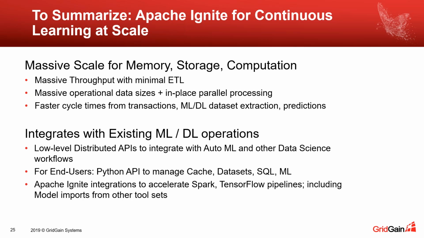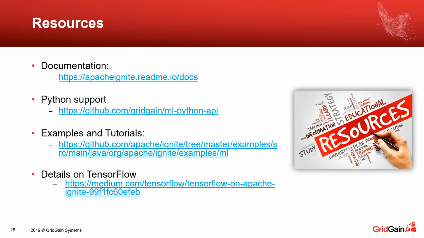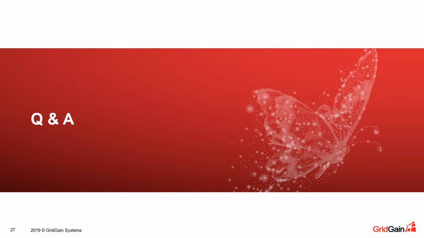And then aside from the ML side of things, with Apache Ignite, we bring massive scale more so than other approaches. It's massive scale, massive speed, everything, memory, storage, computation can be done in a massively parallel environment. Plus, we have lots of integrations with existing machine learning and deep learning operations. It's not about rip and replace, it's about extending and empowering the investments you have with an in-memory compute platform. Just some resources, and I think we're down to 4 minutes.